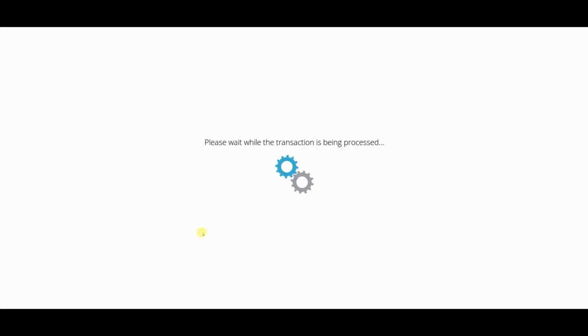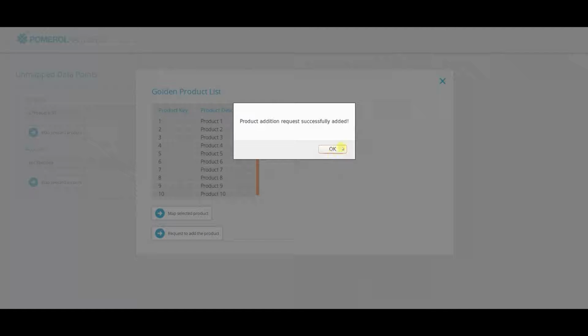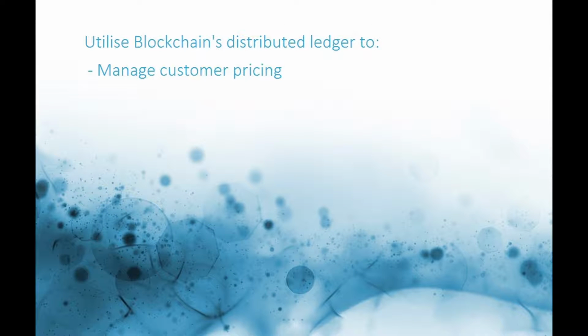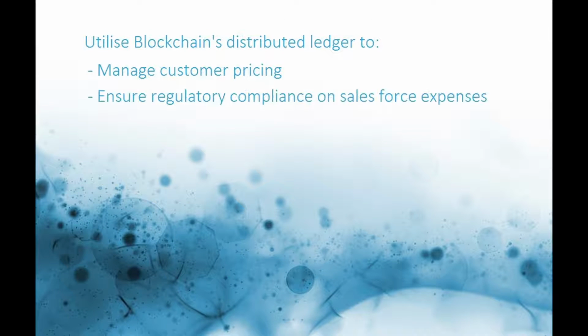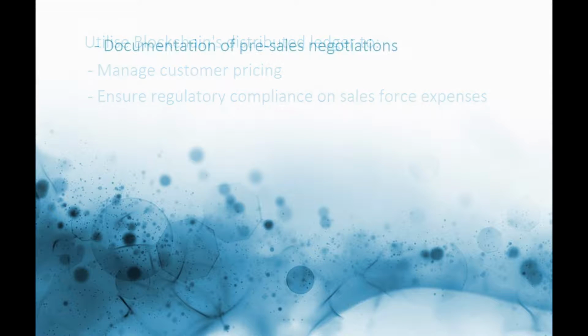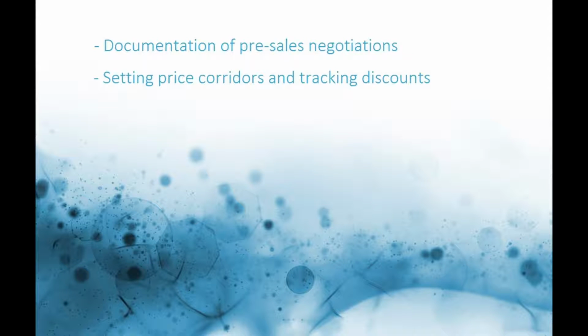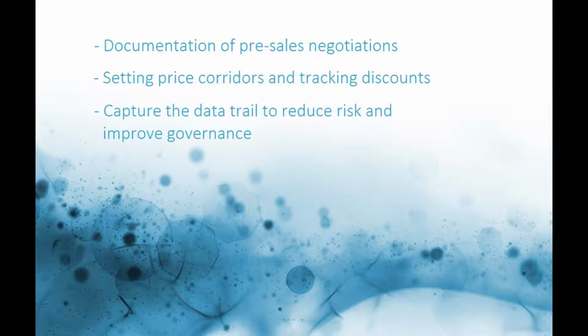Beyond this governance of product and customer data, a blockchain's distributed ledger also provides an ideal environment for managing customer pricing or to tackle the regulatory compliance around sales expenses. From monitoring and documenting the pre-sales negotiation process to setting price corridors and tracking discount offers, utilizing a blockchain to capture and regulate both metadata and transactional records reduces risk and creates a transparent and tightly governed data environment.